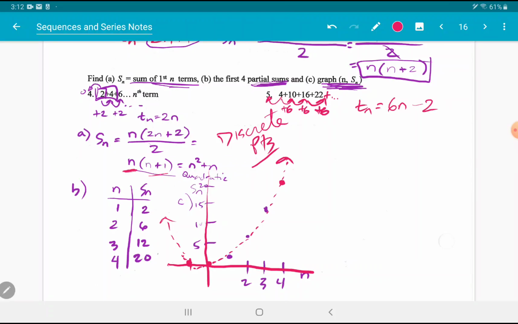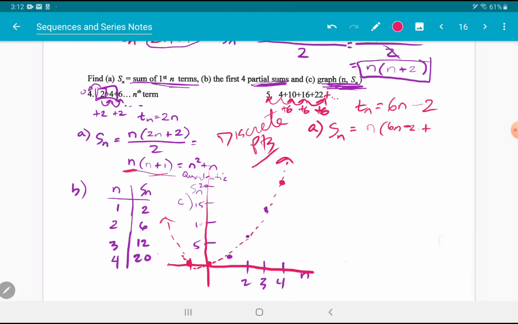Therefore, we can now find our formula for the sum. So S sub n, the first n terms, is going to equal number of terms, we don't know, let's call it n, times last term, which is 6n minus 2, and then plus the first term.